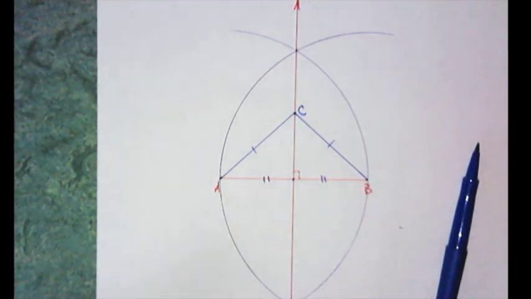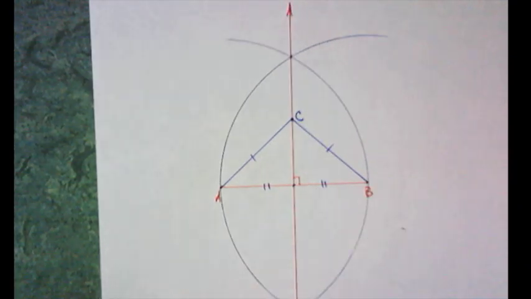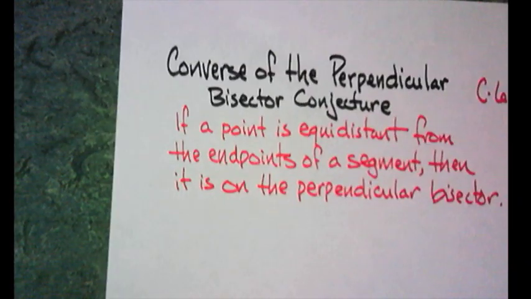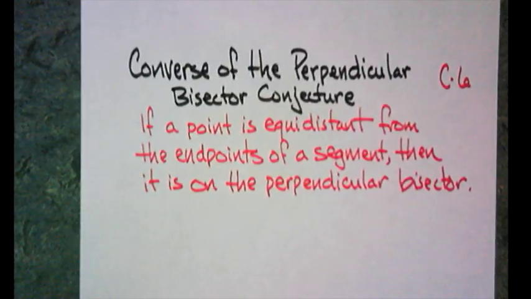So we can write another conjecture that's the converse of it, right? The converse of the perpendicular bisector conjecture. So if it's equidistant from the endpoints, then it must be on the perpendicular bisector.